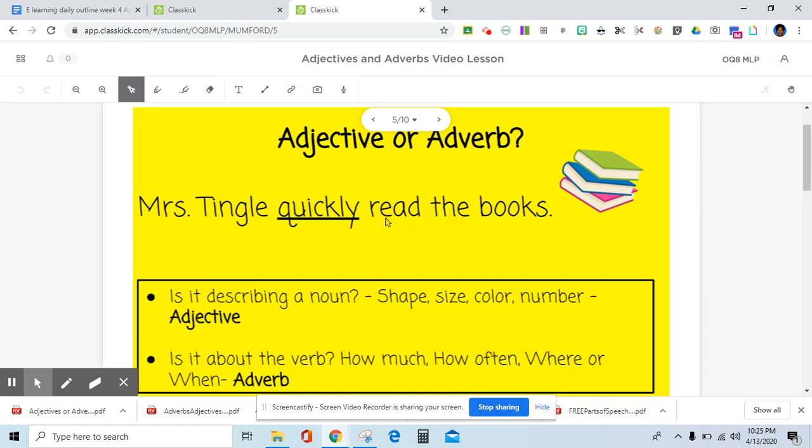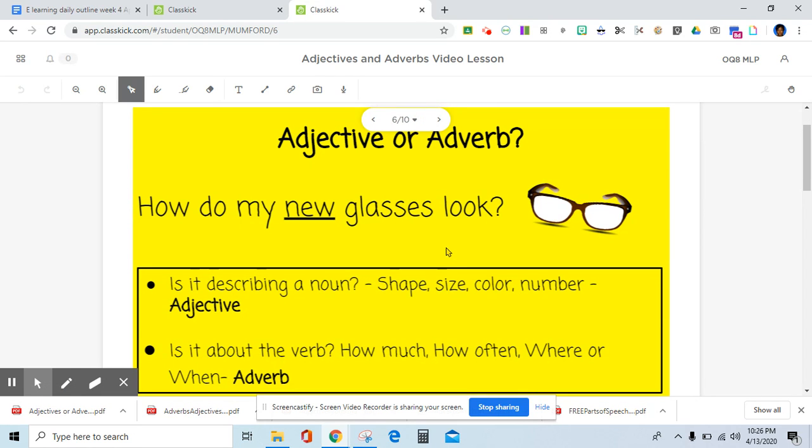So looking at that sentence, Miss Tingle quickly read the books. My verb is read. So is it telling me how she read the book? Or is it talking about a noun in the sentence? Once I read this sentence again, Miss Tingle quickly read the book, it's telling me how she read the book. So it's telling me about the verb. So it is an adverb. It's telling me how she read that book.